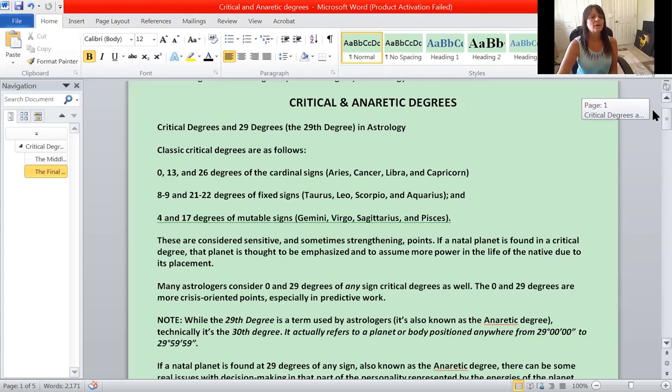But here we are. Critical and anaretic degrees. Critical degrees, we're going to start calling it the 29th degree of every sign. Classical critical degrees are also 0, 13, and 26 of any cardinal sign, 8 or 9 and 21, 22 of fixed signs, and 4 and 17 of mutable signs. But we'll get into them a little bit further.